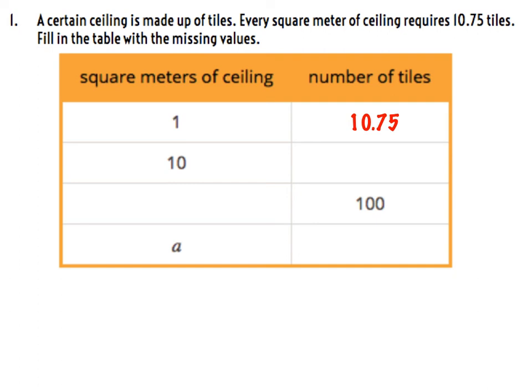And I should be able to use that information to create a constant of proportionality that I could use to then work my way from 10 square meters to the number of tiles, work backwards from 100 tiles to the number of square meters, and generalize. If I have any number, A, square meters of ceiling, what would I need to do to get the number of tiles?